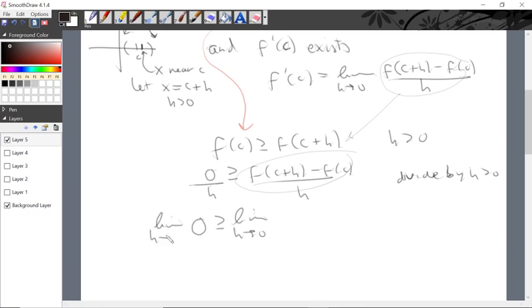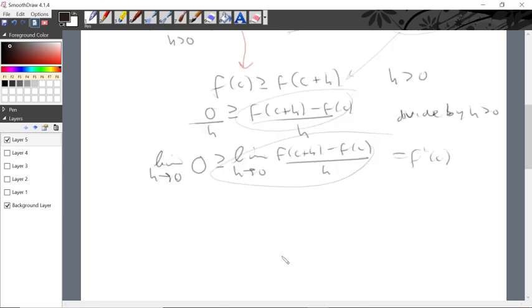The limit as h goes to 0 of 0 over h. Remember, now h is not 0 when we do this limit, so it's 0 divided by a non-zero number, and that's just 0. But on the right-hand side, we have the limit as h goes to 0 of f of c plus h minus f of c over h. And what is that? Since the derivative must exist for this function at c, this is the derivative, so f prime of c. So what have we found? 0 is greater than or equal to f prime of c.